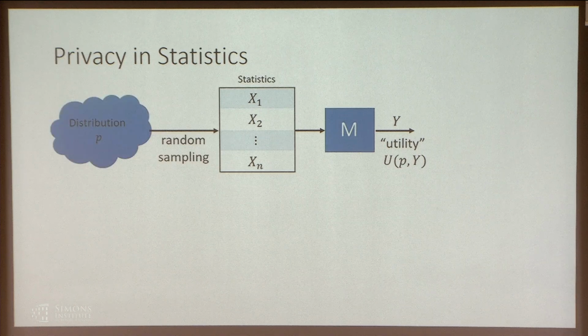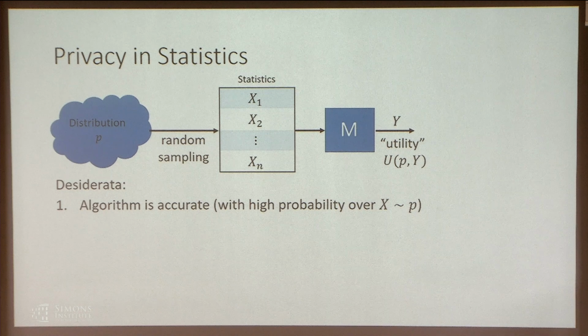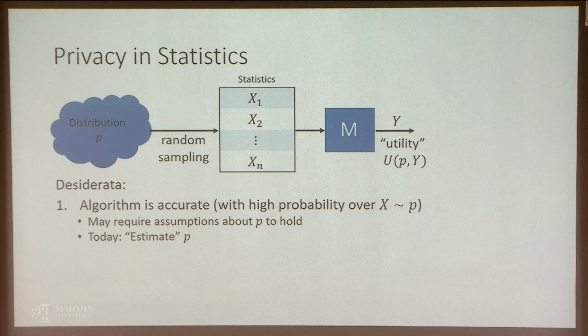So this is the picture we have here. This is the general type of setup. And our goals will be roughly as follows. There are going to be 2 desiderata. The first thing we want is a statistical accuracy type guarantee. Even ignoring privacy, this is the core thing we would want. We want our algorithm to be accurate. And this is a stochastic guarantee with high probability over the data set generated from the distribution. This may require assumptions about the distribution which generates the data to hold, for example, that it might be Gaussian or have bounded moments of some sort. And today the goal will be to estimate the distribution P. I'll, in a few slides, talk a bit more about what I mean by that.